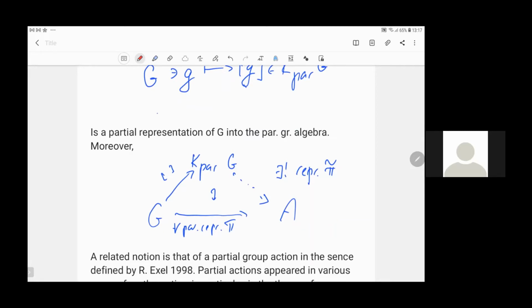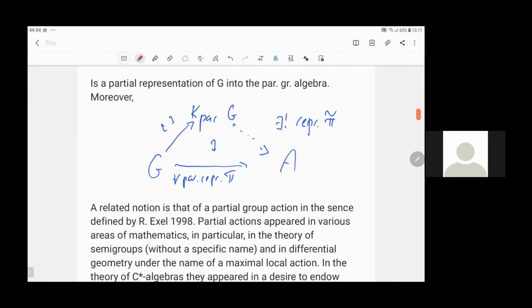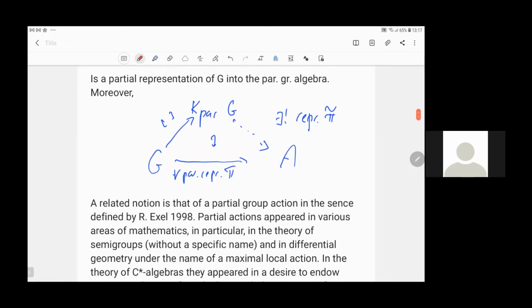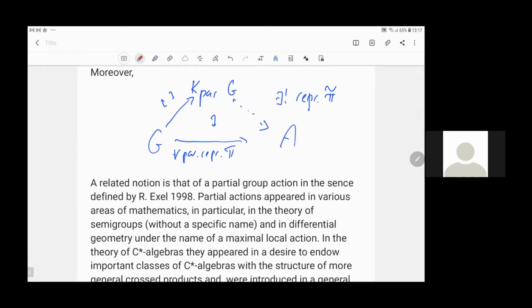Partial representations are strongly related to another concept called partial action. Well, there are related notions called partial actions, and we are working with the notion in the sense of Exel. And without specific names or with some other names, they appeared in other areas also before, independently. For instance, when dealing with semigroups, partial actions are there without the specific name.